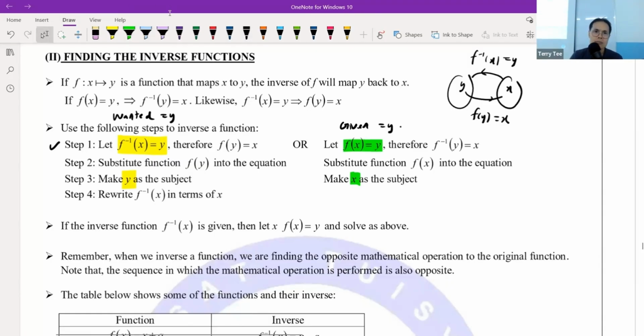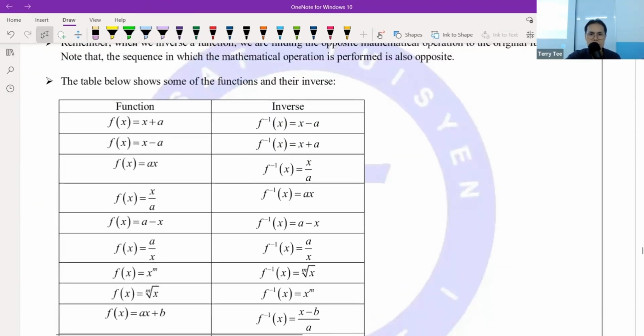Okay, so you decide whichever method you want. I like to use this method. But if you are used to using the second method here, go ahead. To inverse a function, some of this you can actually do mentally. You don't have to do it using the normal way. For example, the opposite of plus, the inverse becomes minus, minus becomes plus, times becomes divide, divide becomes times, and so on.